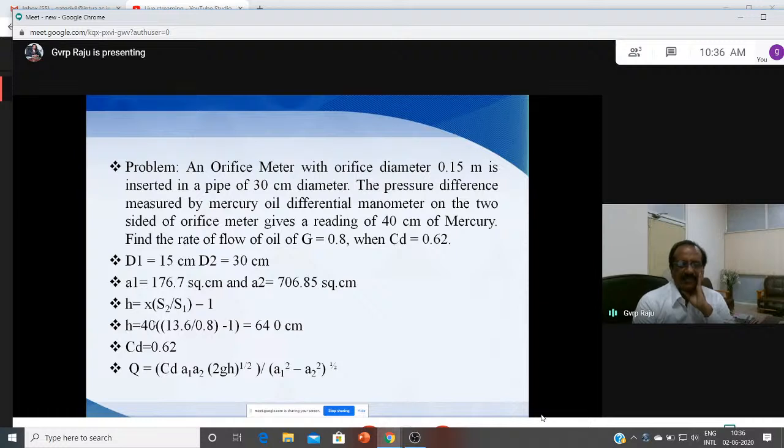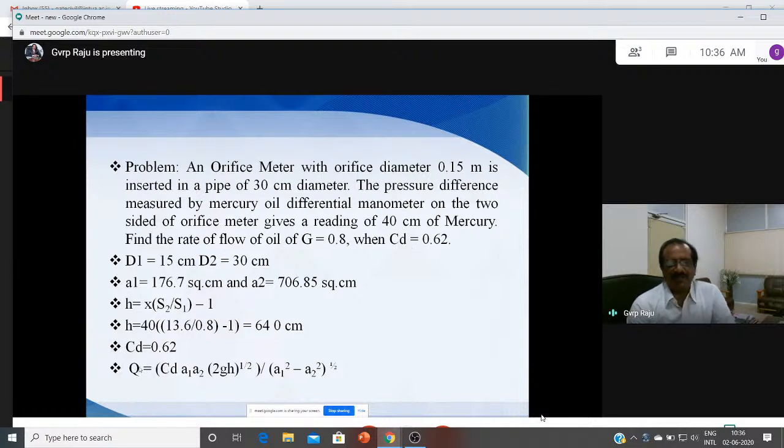So this is 40 here and S2 by S1. So the mercury specific gravity is 13.6. And this is oil here, so this oil is 0.8, 13.6 by 0.8 minus 1. So this is equal to 640 centimeters. So the H value is 640 centimeters and we have A1, A2 here. And the CD is 0.62, it has given.